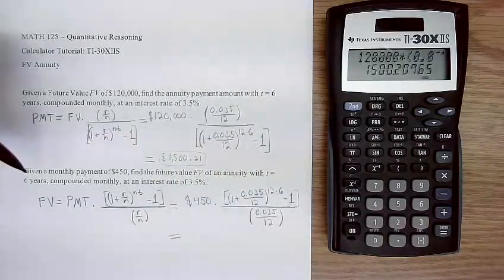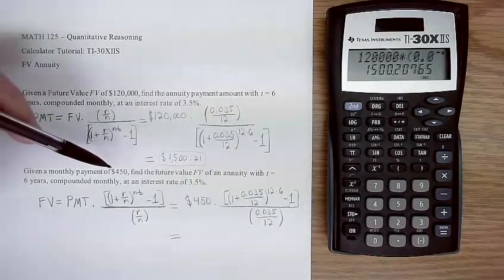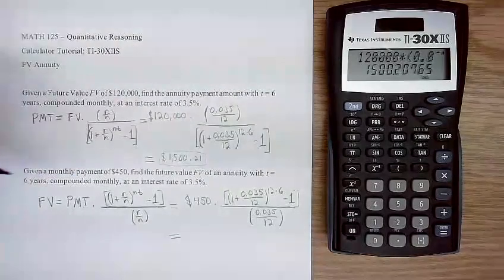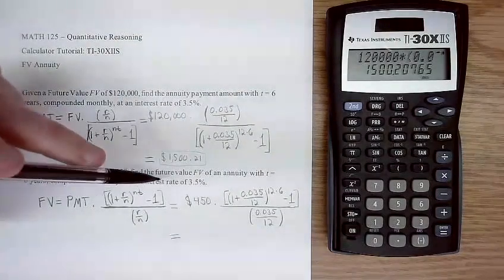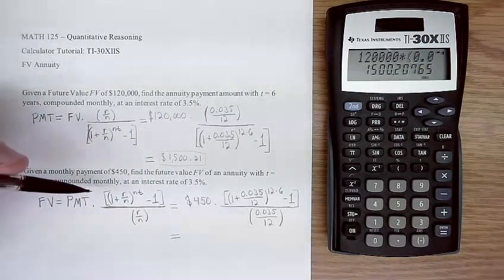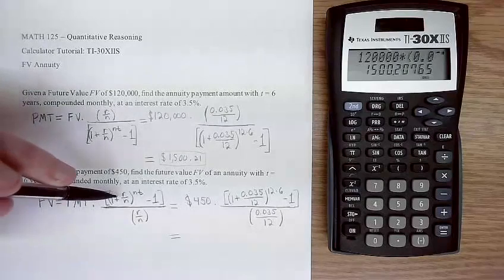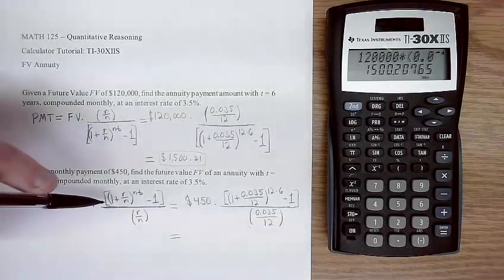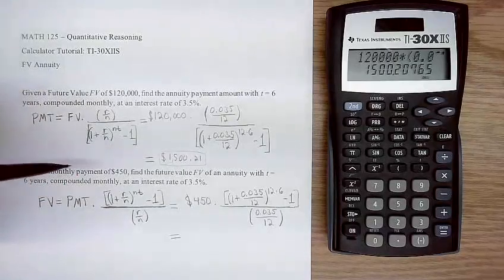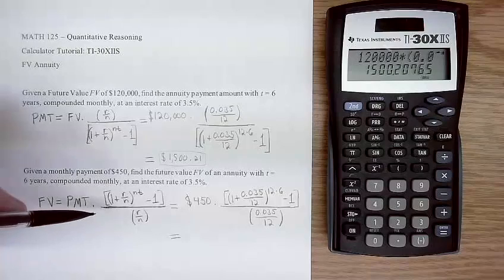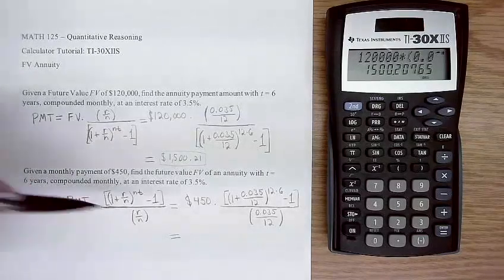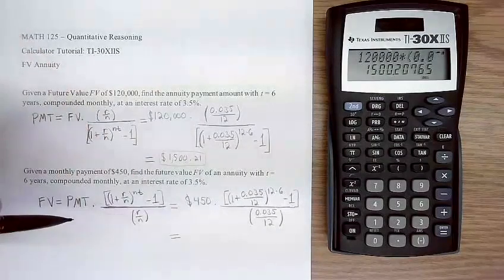All right, then part 2. Given a monthly payment of $450, we're going to find the future value FV of an annuity with t equals 6 years, compounded monthly at an interest rate of 3.5%. So remember the formula for our future value is the payment times the fraction, where we have 1 plus r over n to the nt in the numerator minus 1, where again r is our rate and n is our number of compoundings in a year, and t is the number of years, divided by our rate over the number of compoundings.